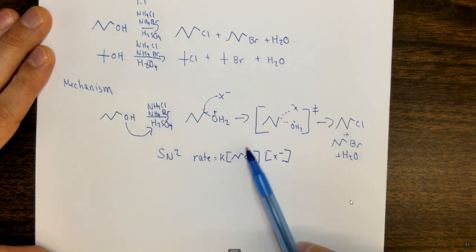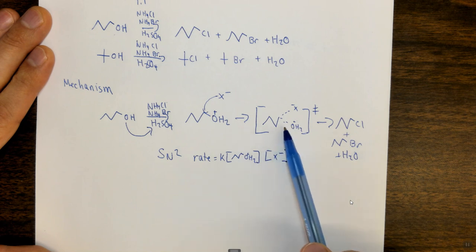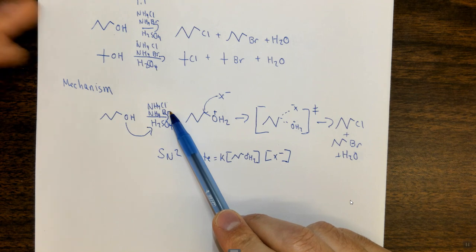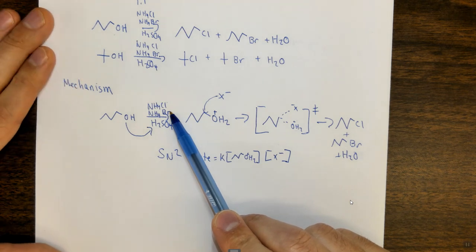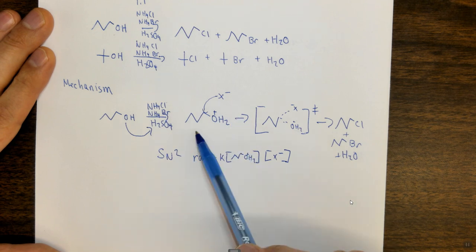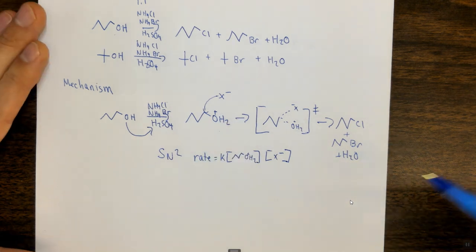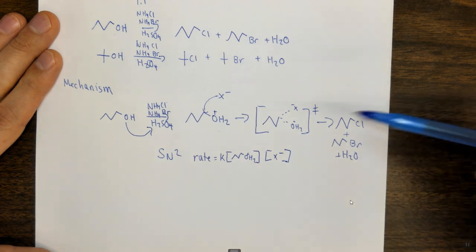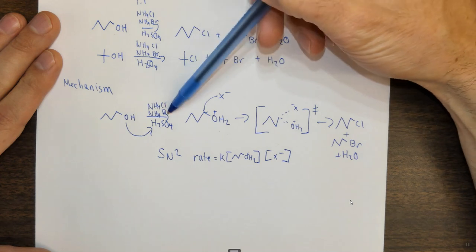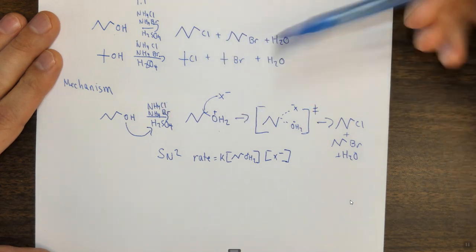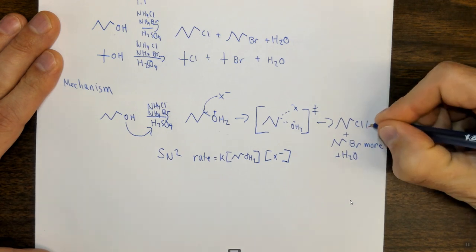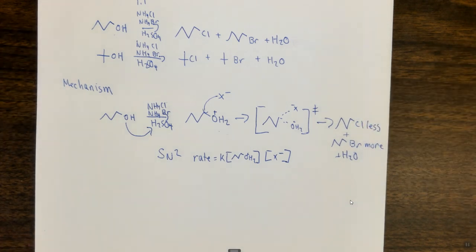So the rate of bromination will be greater than the rate of chlorination, because bromine is bigger and it's less solvated. Another way of saying that is it interacts less strongly with water. So the bromide can kick out the OH2 faster than the chloride. So if you use this as the limiting reagent and you have an equimolar mixture of this and the bromide, the reaction happens faster, and you're going to end up with more of the bromo product and less of the chloro product.